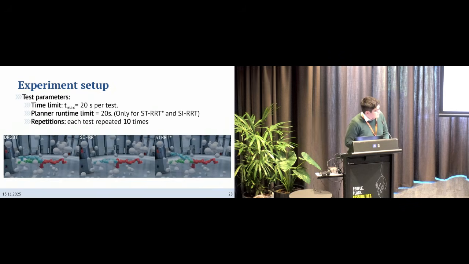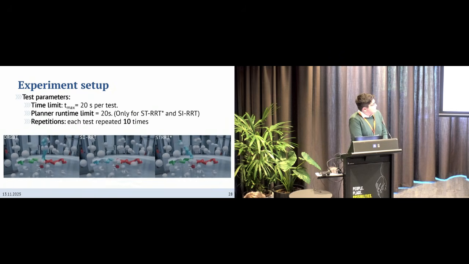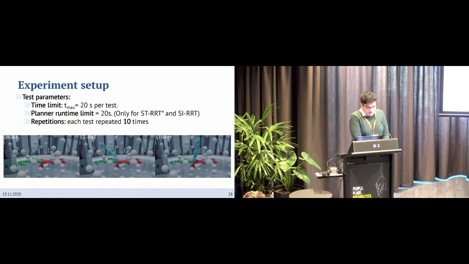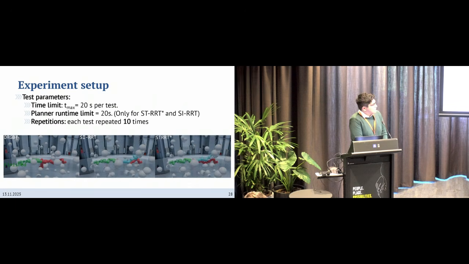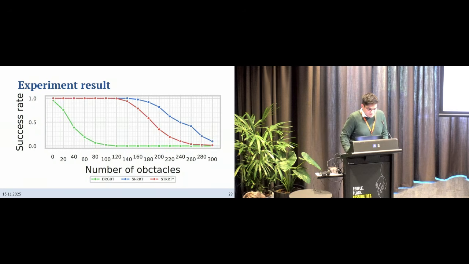Here you can see visualization of resulting paths for GBT, SIRT, and STRT star. Note how SIRT waits in intermediate states. Here are the experiment results. Now you can see a graph of success rate based on the number of obstacles. First, you can see that when the number of obstacles is 120, the GBT success rate is nearly 0, while deliberative planners have 100% success rate. Also, you can see that SIRT outperforms STRT star on the high number of obstacles.